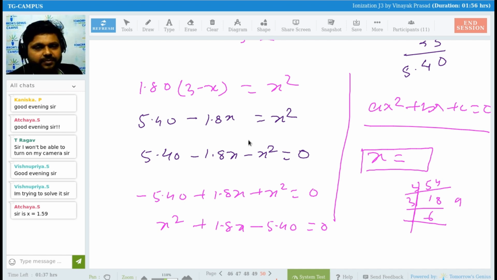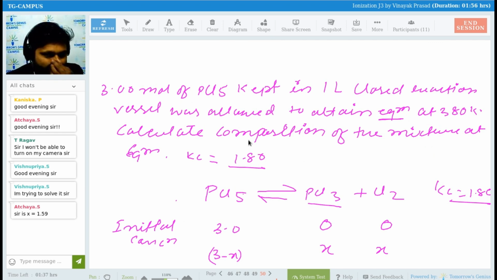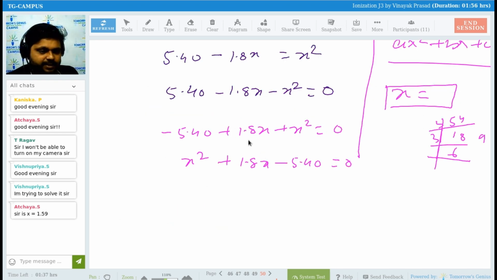See here, 3 mole of PCl5 kept in 1 liter closed reaction vessel was allowed to attain equilibrium at 300 Kelvin. Calculate the composition of mixture at equilibrium Kc. So you have to find PCl3 and Cl2, the mixture, right? As we have seen, x and x are this mixture. So whatever be the value of x, that will be the same value for PCl3 and Cl2 as well.